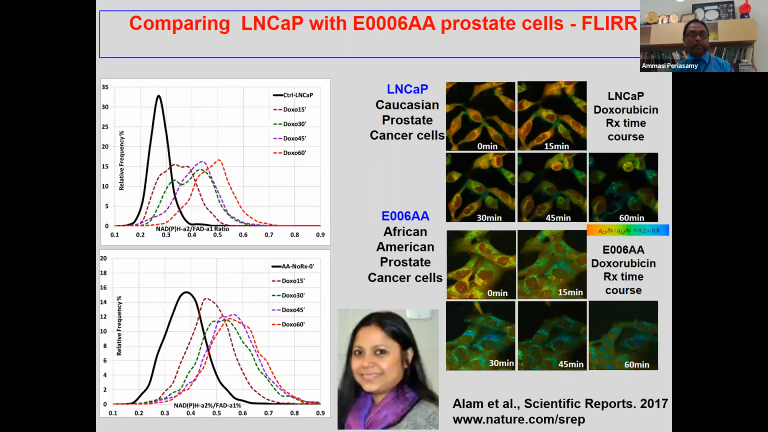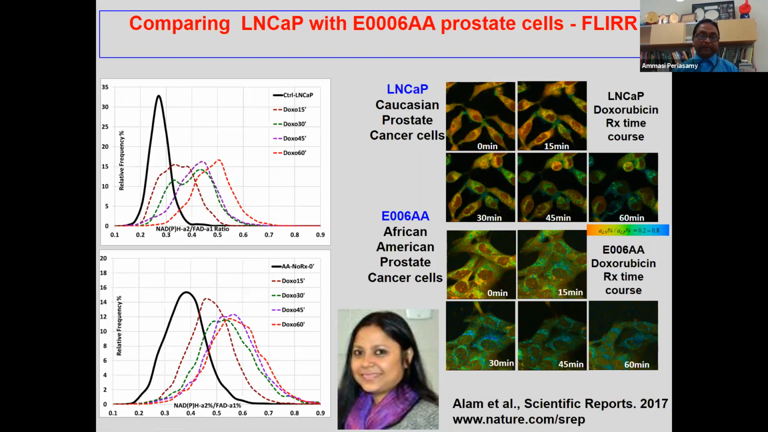All right, then we used the LNCaP and African American cancer cell line to see the drug doxorubicin. You can see 15 minutes, 30 minutes, 45 minutes, and 60 minutes. So you can see the drug response. The black color, the first one, represents the control, and then the other color pattern shows the increase in redox ratio with time with the doxorubicin. And after a while, at 60 minutes, the morphology of the cell changes with the doxorubicin. I wanted to bring that up later.